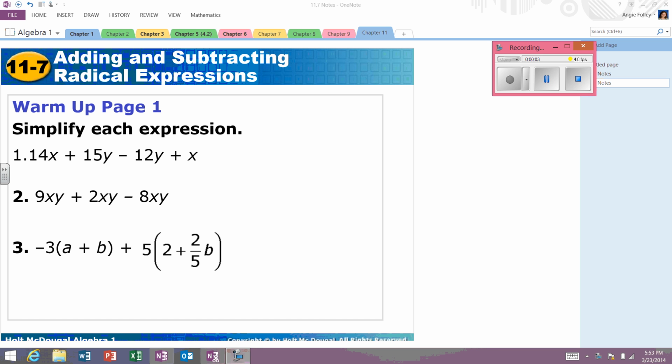All right, this is Algebra 1, Lesson 11.7. We're going to look at adding and subtracting radical expressions. Let's start with our warm-up. So we need to simplify the expression.